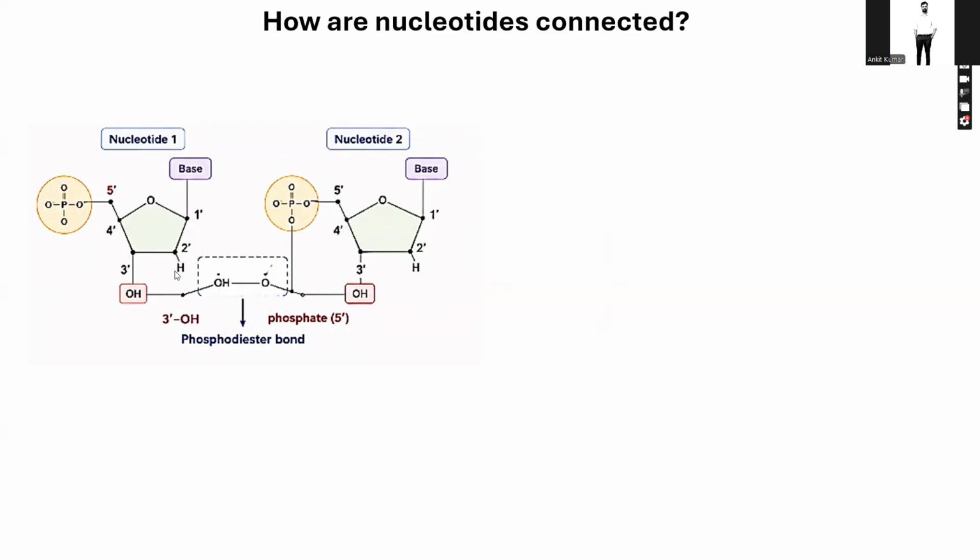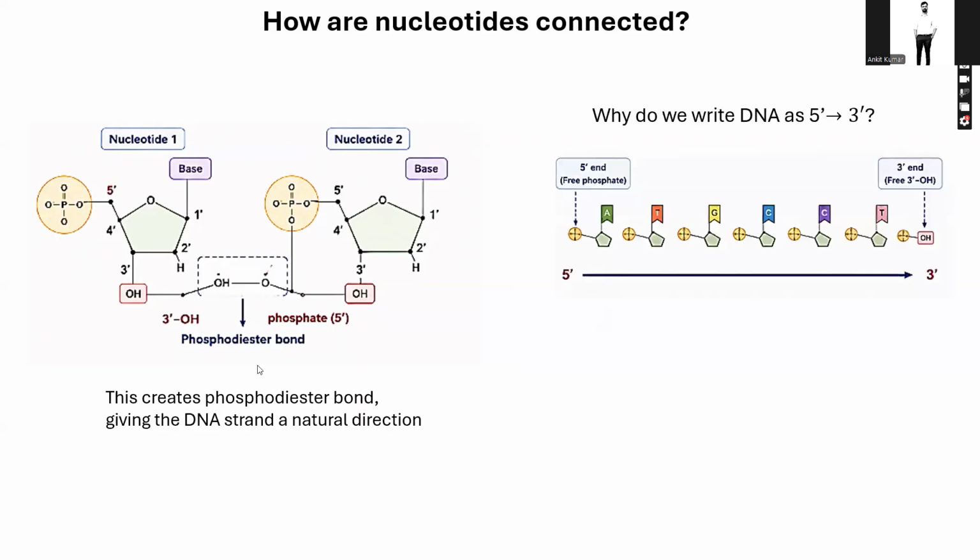And as we can see, the reaction is happening from the hydroxyl group to the phosphate group side. Sorry, this phosphate group is also reactive, but the reaction will happen in that way. That's why you can see that the phosphodiester bond gets formed from the 3 prime to the 5 prime side, something like that. And this is how two nucleotides are connected with the help of a phosphodiester bond after the release of one water molecule. So this creates the phosphodiester bond and gives the DNA strand a natural direction.